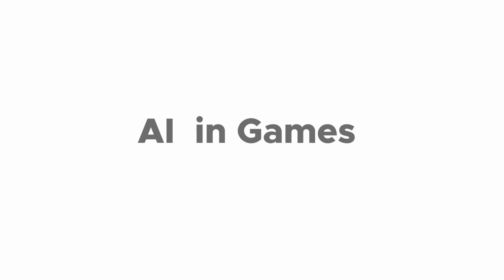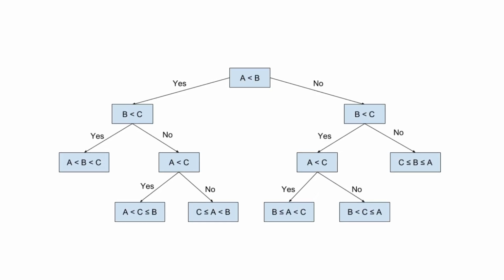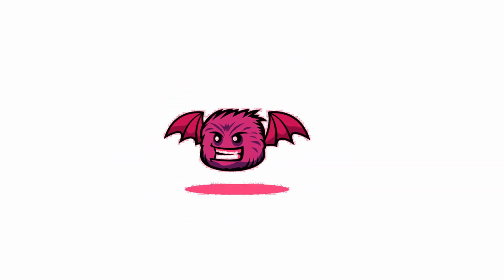When we hear this word AI in games, the first thing that comes to our mind is a game character using artificial intelligence to compete with players. But it's not completely true. Most games use decision trees to achieve such behaviors. A programmer codes these behaviors into the enemy, and the enemy will act according to that.